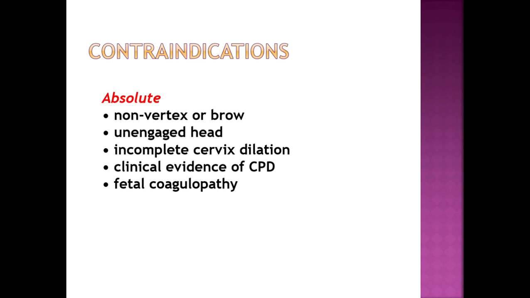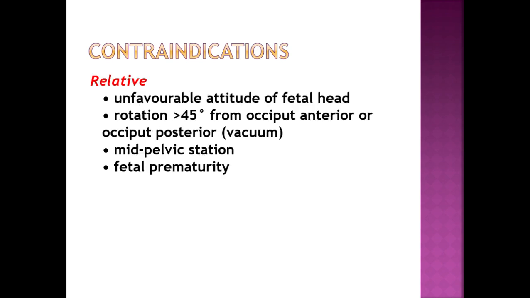And also fetal coagulopathy. The relative contraindications for operative vaginal delivery are unfavorable attitude of the fetal head, rotation more than 45 degrees from the occiput anterior to occiput posterior because the vacuum is not used for rotation, mid-pelvic station, and at last fetal prematurity.